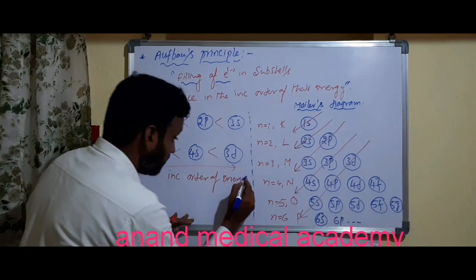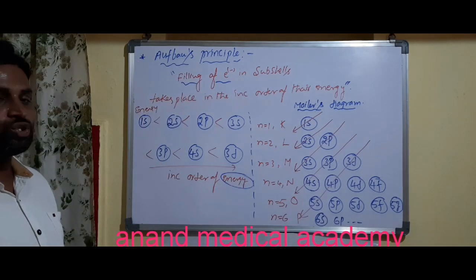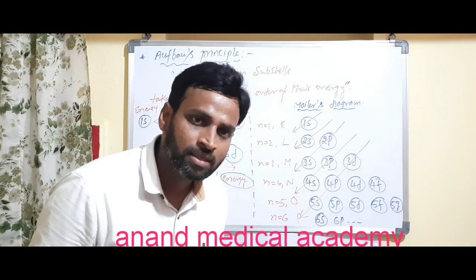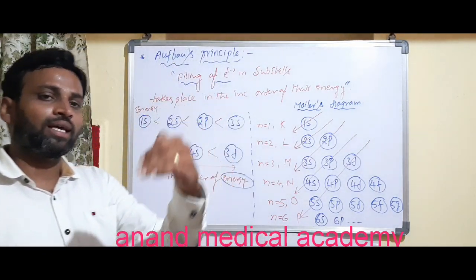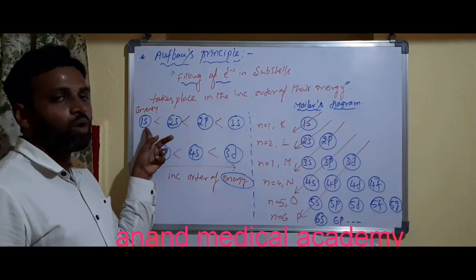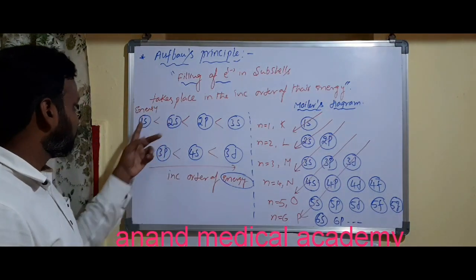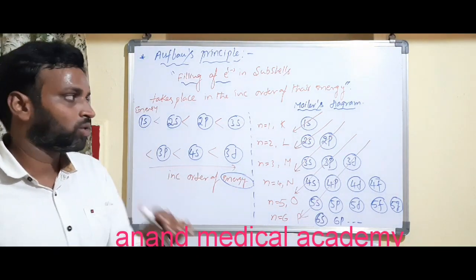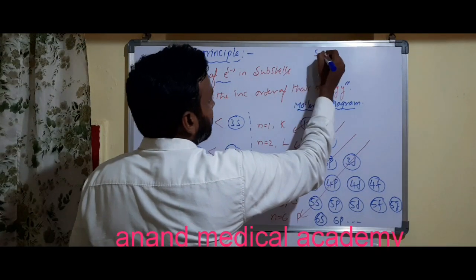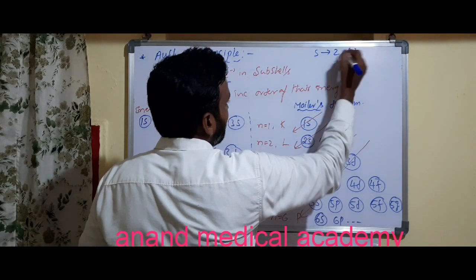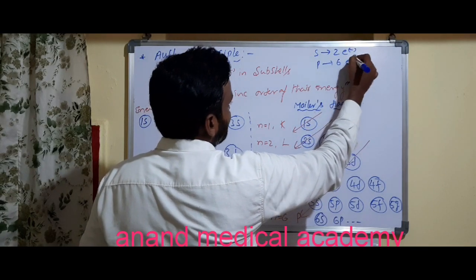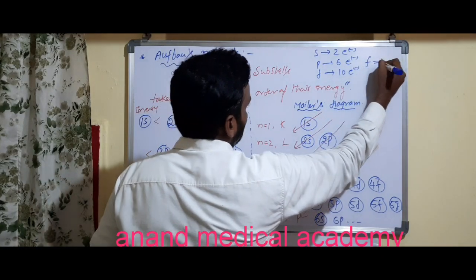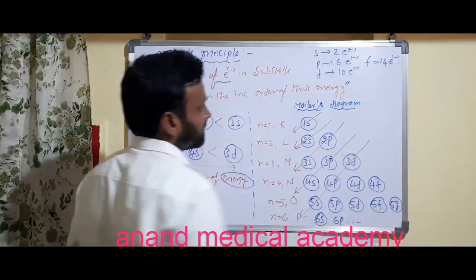So what you have to consider? Increasing order of their energy you have to consider. How to fill electrons in various subshells? In increasing order of their energy. Means first what you have to fill? 1s. Sir, how we know whether it is filled or not? I told you clearly. S will have maximum how many electrons? 2 electrons. S has 2 electrons maximum, P has 6 electrons maximum, D has 10 electrons maximum, and F has 14 electrons maximum, like this.